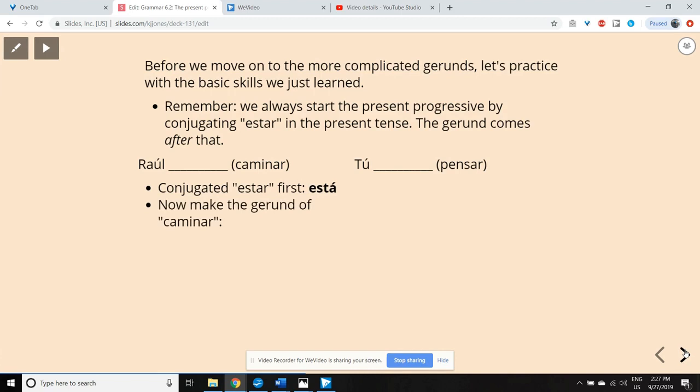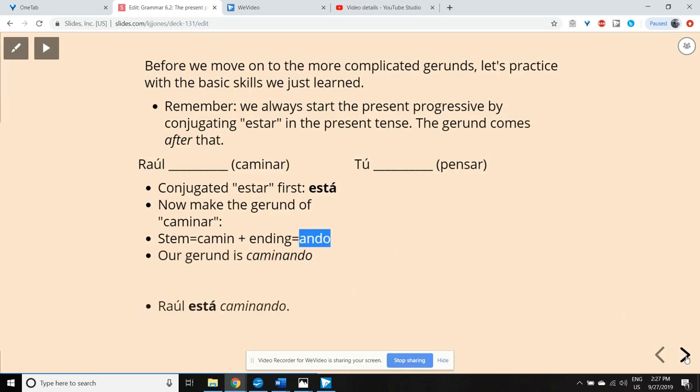Now we're going to make the gerund of caminar. So we do what we've been doing, right? First, we derive our stem by removing the AR infinitive ending. That gives us our stem, CAMIN. This is an AR verb, so we add our gerund ending, ANDO, and that gives us the correct gerund. Caminando. Altogether, Raúl está caminando. Our conjugated to be verb está and our gerund caminando, right? Got it? Good.